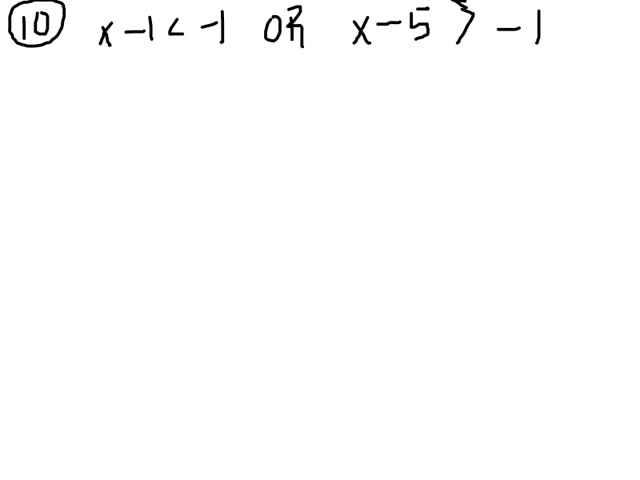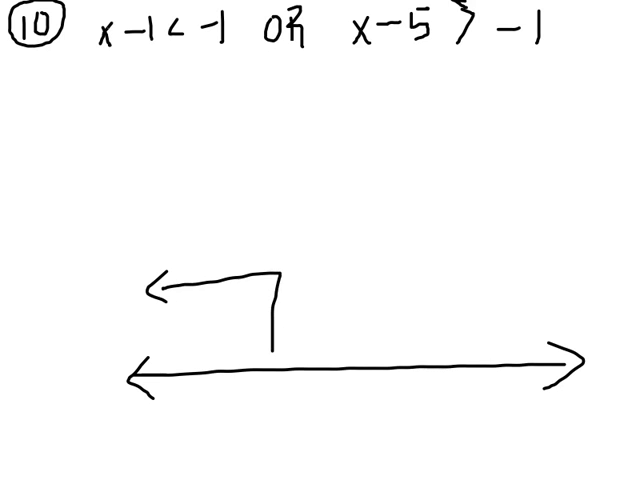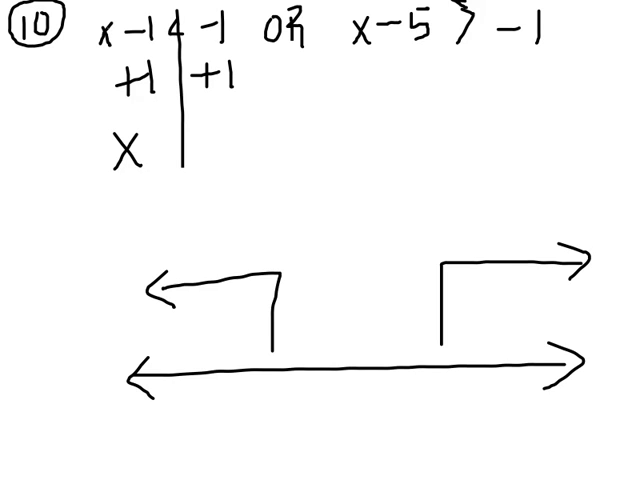Number 10, we have an OR problem. So right now, on your number line, you know that these are going to be shaded out. They're ORs. They're going to go out from each other. So to solve this, we're going to add 1, x is less than, and negative 1 plus 1 is 0.